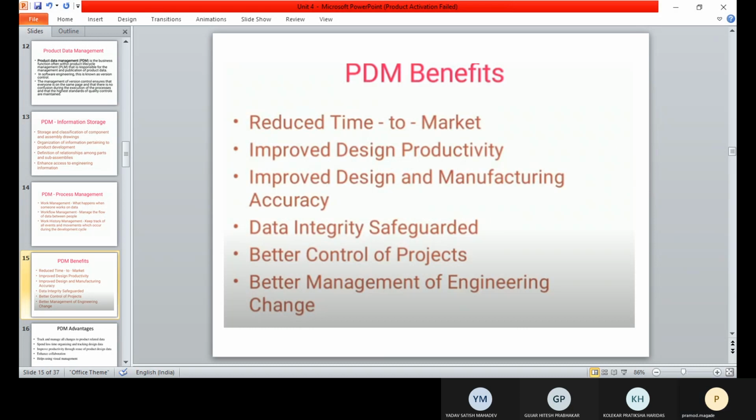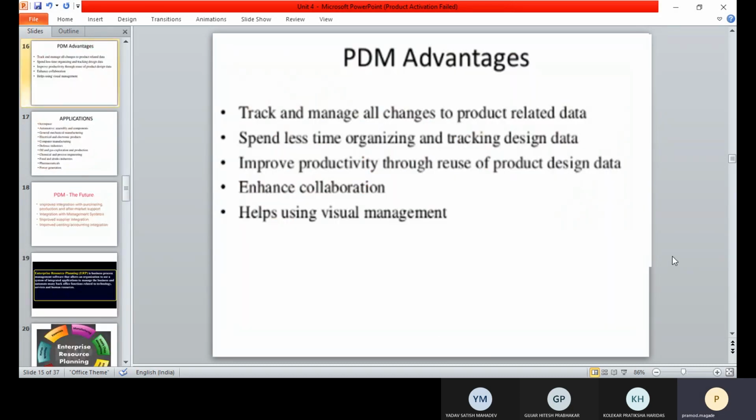Yes, sir. Okay. Now, some advantages are also there. Of course, there is an advantage. That's why we are using this system. The first one is to track and manage all the changes related to the data of the particular development product. Then spend less time on organizing and tracking. Of course, the software helps with that. Then improve the productivity through reuse of the product design data.